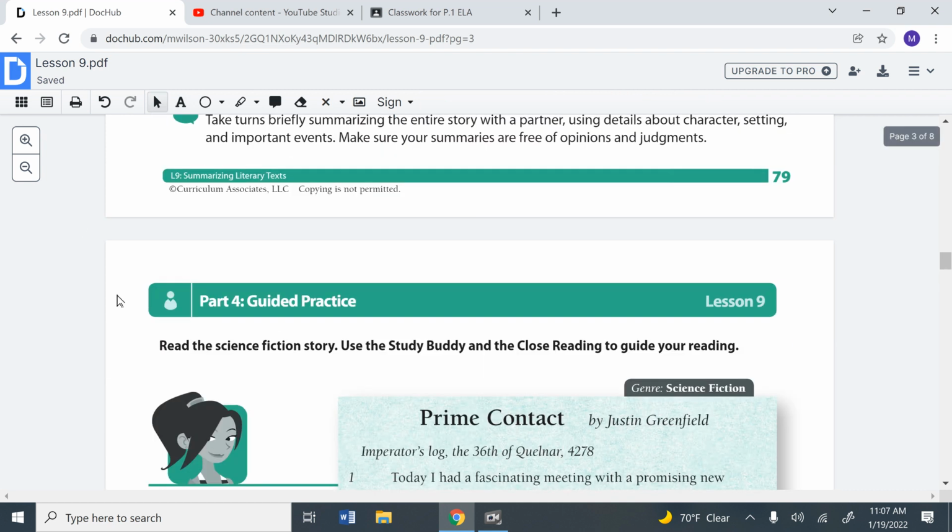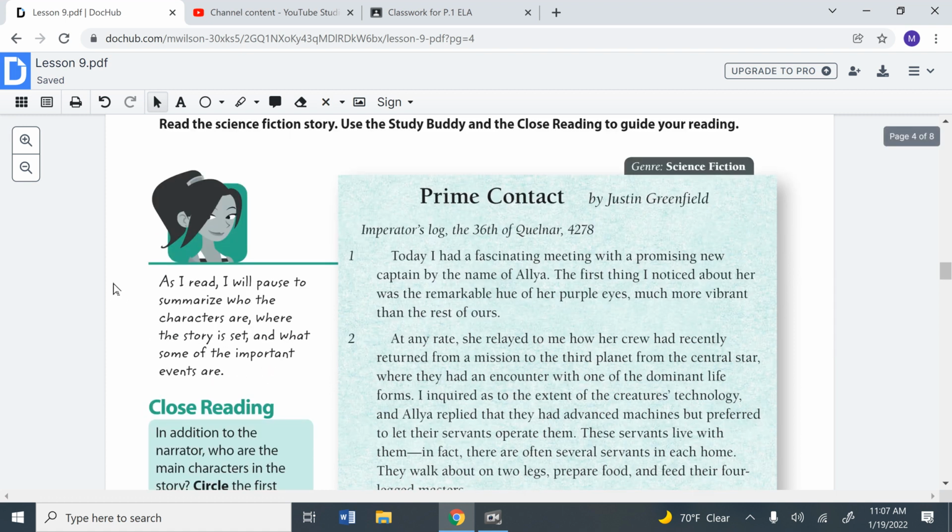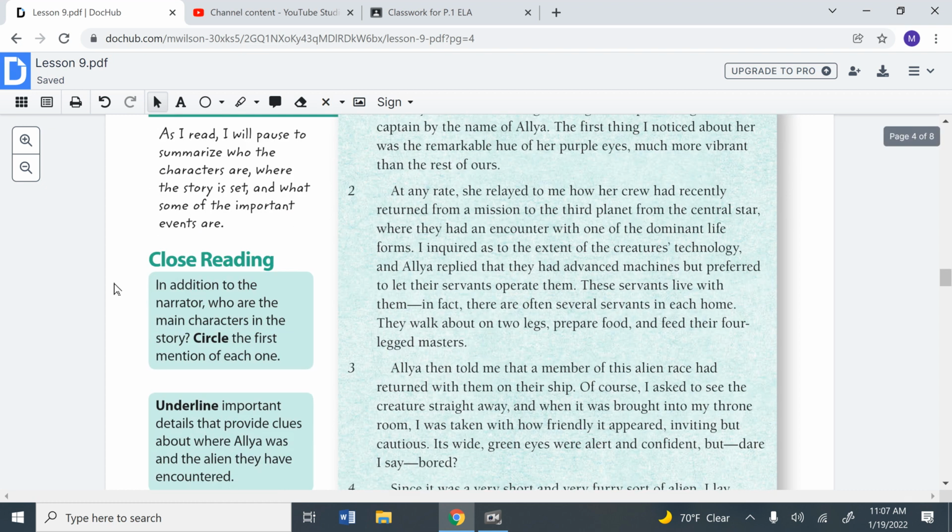Okay, let's continue. So let's look at part 4 with the guided practice. Read the science fiction story. Use a study buddy in the closed read to guide your reading. So, Prime Contact. Now before I read, let me look at the study buddy. She says, as I read, I will pause to summarize who the characters are, where the story is set, and what some of the important events are. Now let's look at the closed reading.